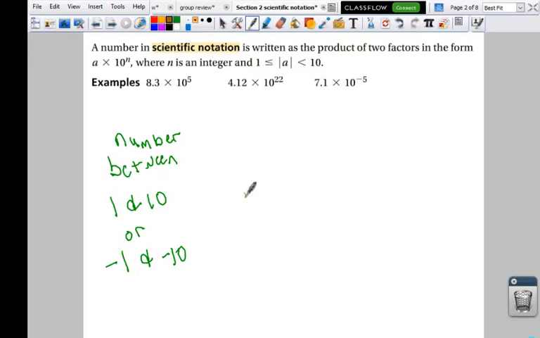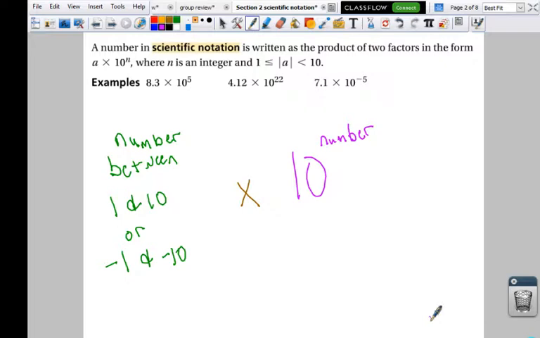And then it will have a times sign. After that it will have a 10 and then an exponent on this 10, and this exponent will not have decimals. So it'll always be a number between 1 and 10, or -1 and -10, then a times sign, and then 10 to a number up here. That's how scientific notation will always look: a number between 1 and 10, a times sign, and then 10 to some exponent.